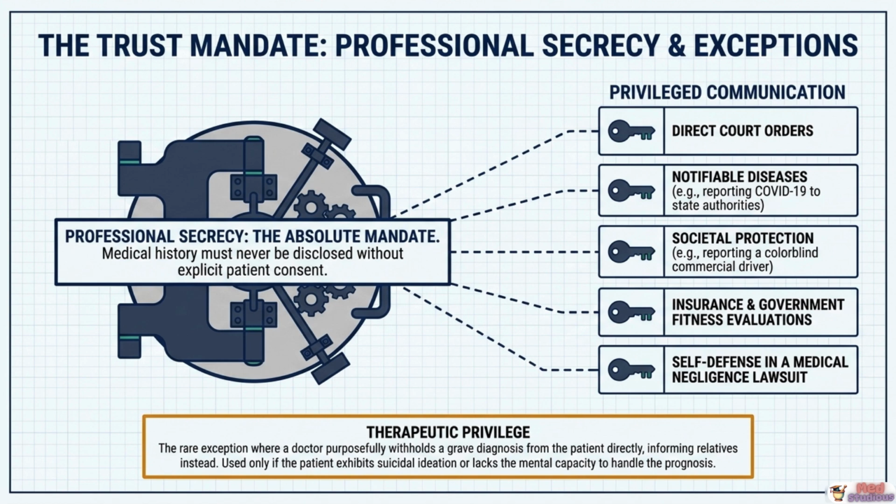Third, societal protection. If a patient's condition poses a direct risk to third parties, disclosure may be justified. A classic example is reporting a colorblind commercial vehicle driver whose license was obtained fraudulently. Fourth, insurance and government fitness evaluations. Fifth, self-defense in a medical negligence lawsuit, where a physician may reveal relevant records to defend themselves.